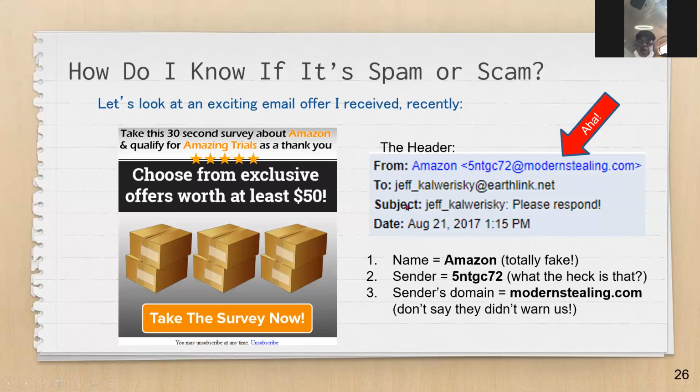So the name Amazon, that's just fake. The sender is 5NTC GC72. What the heck is that? And the sender's domain is modernstealing.com. Don't say they didn't warn you. But 99 people out of 100 won't even see that. They see this Amazon, they say, oh, that's cool. And they click on the link. And once you've gone to their site on the internet, they've got you. They could in about 1 or 2 seconds flat, download software onto your computer. And that's how they hack into you.